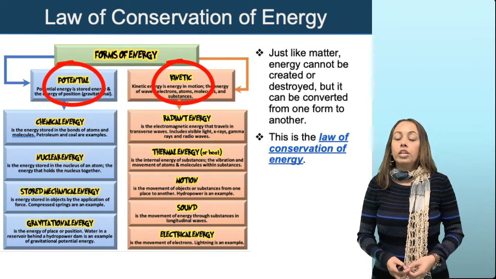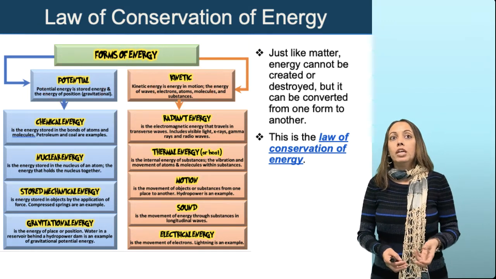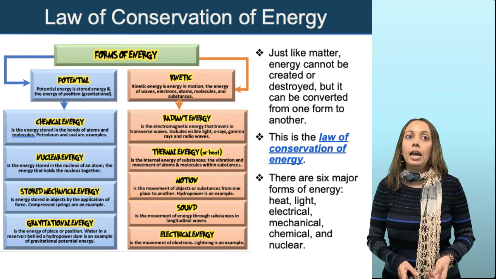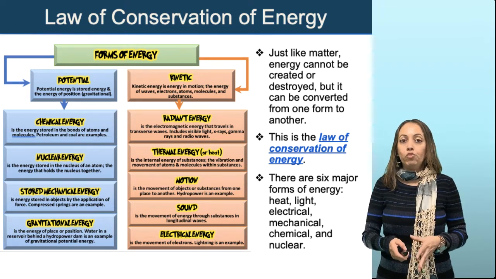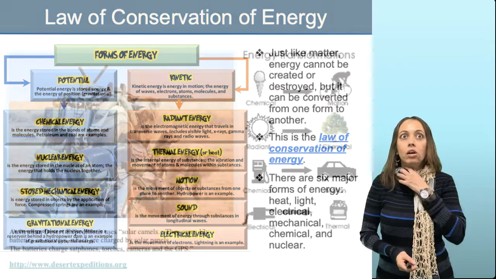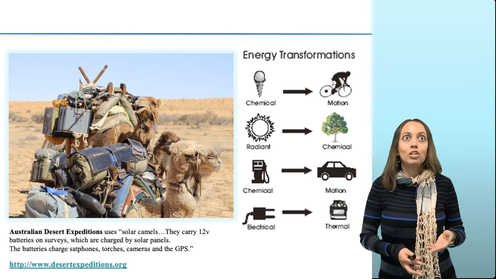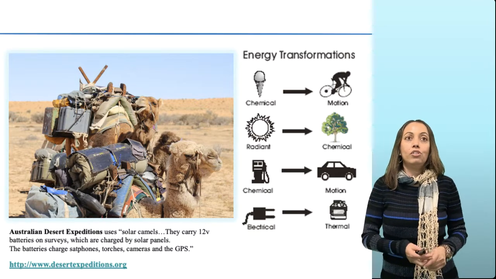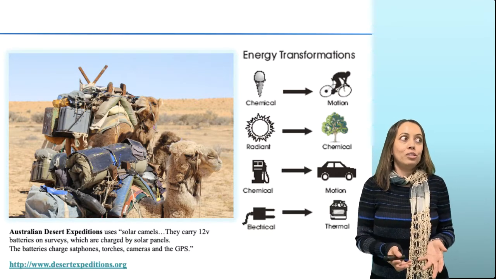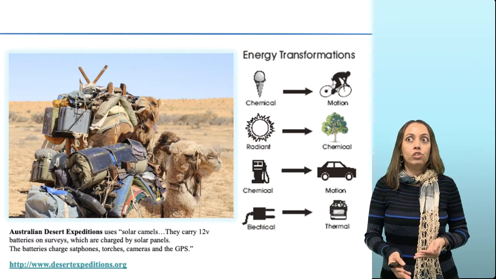Potential and kinetic energies are considered the main forms of energy, but you can further subdivide them into heat, light, electrical, mechanical, chemical, and nuclear. These forms of energy can interconvert between each other. Here's a nice example where you see a portable refrigerator on top of a camel. There's a solar panel, so the solar energy is converted into electrical energy and keeps the drinks really cold during the travel across a desert. So it's an example of conversion of solar energy into electrical energy.